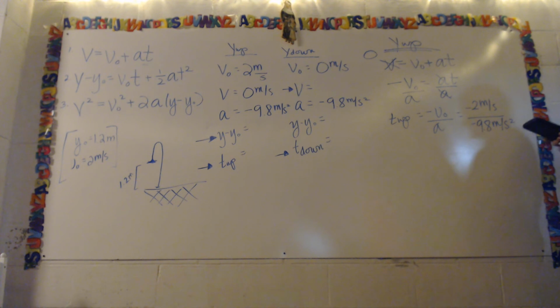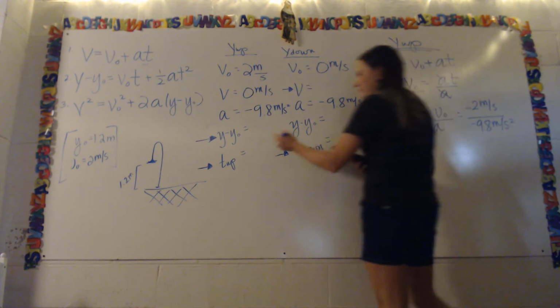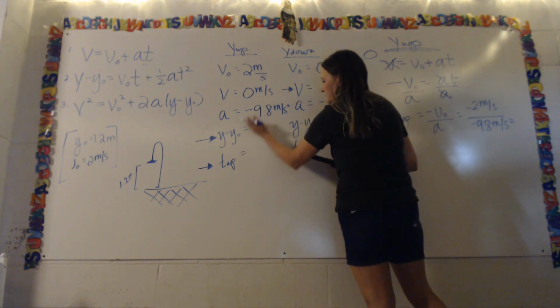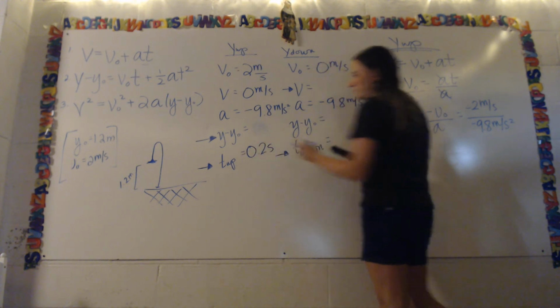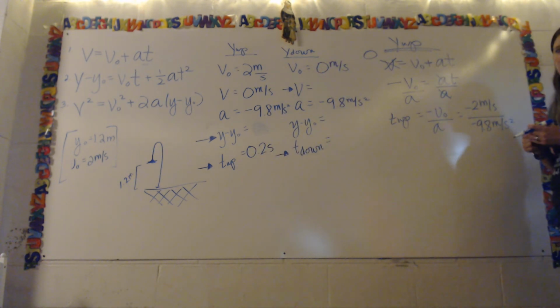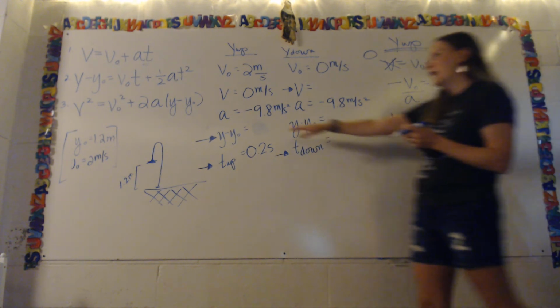And so when I plug that number in, it's going to be a very small time. Again, I use pretty small numbers on this particular problem. I get about 0.204, so let's say 0.2 seconds. So the ball is only going up for 0.2 seconds. Really short amount of time. And then we want to find how high it goes.